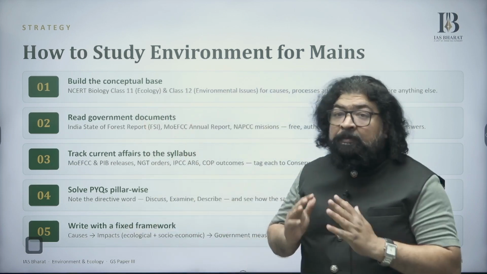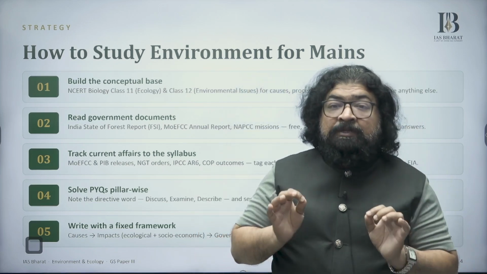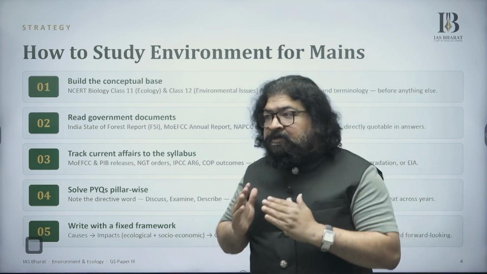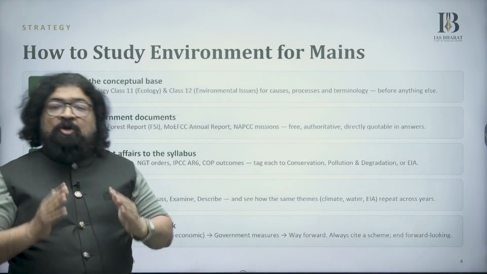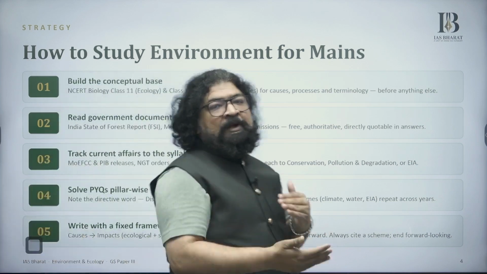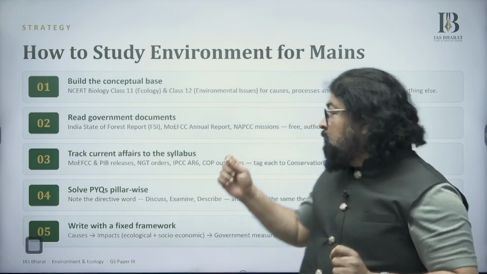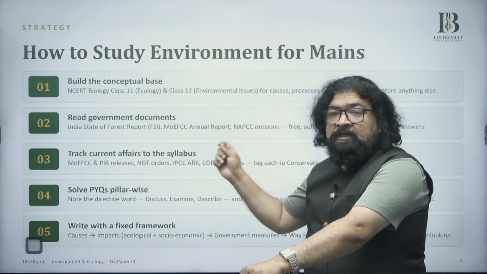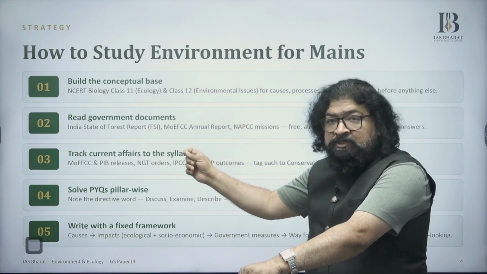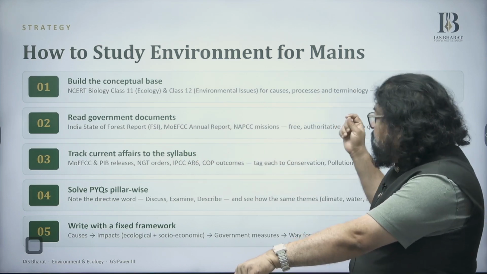Second, government documents. Nowadays, PIB, Press Information Bureau, has become really very, very important. Any update coming from the Ministry of Environment, Forest and Climate Change, and not only that, even other ministries and departments which are connected with environment, you should be thorough with it. So government documents like Ministry of Environment, Forest and Climate Change documents, then the India State of Forest Report, government reports, PIB updates, all these you have to know.